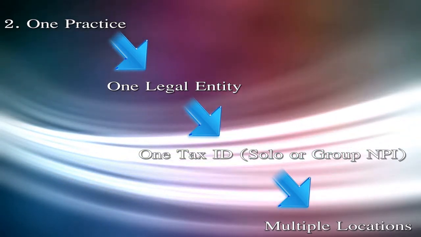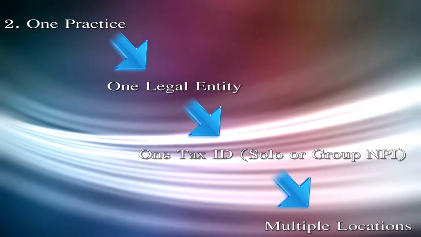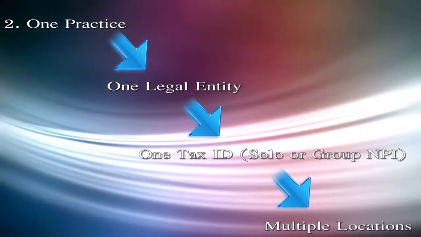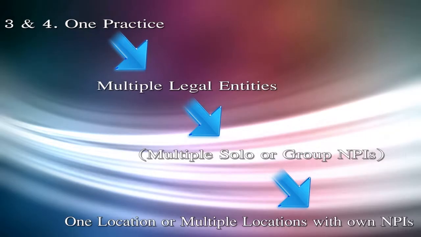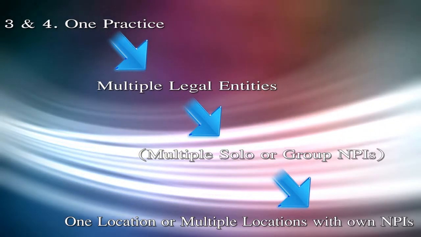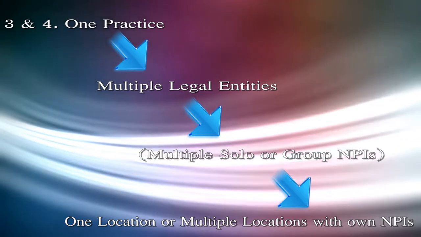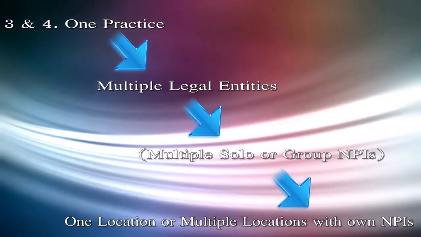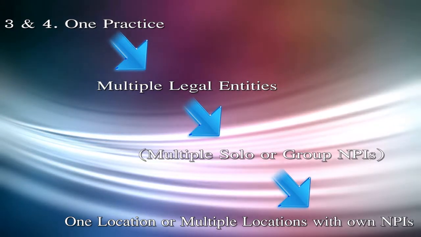Let's say we have a doctor's office with 2 locations. In that case, you will see one practice with 2 different legal entities, and one of them will be marked as the primary legal entity. Finally, in Scenarios 3 and 4, this is where you could have multiple legal entities for one location, or large multi-specialty practices where each doctor will have their own group NPI for various locations.